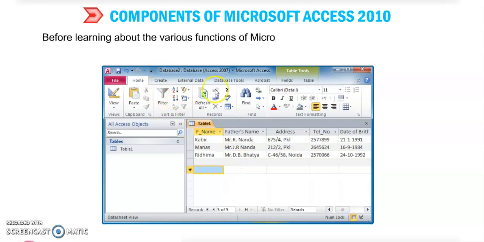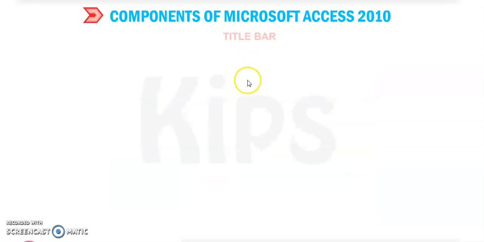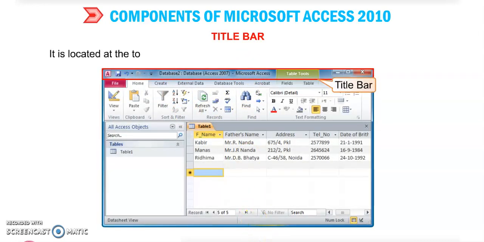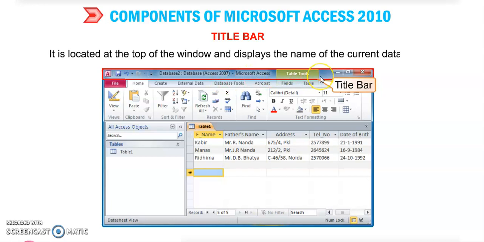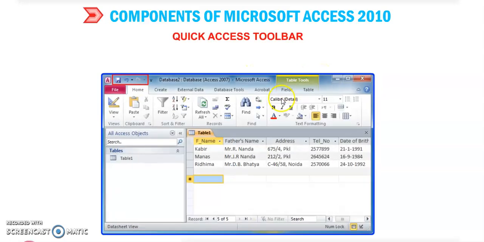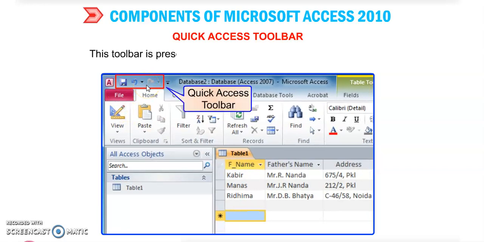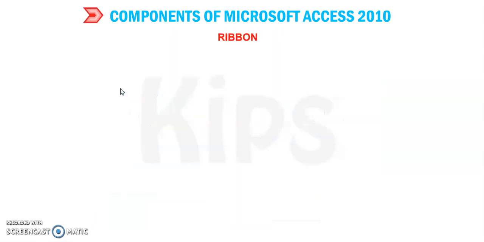Before learning about the various functions of Access, let us get familiar with the various components of the Microsoft Access window. So this is the Microsoft Access window. First component is the title bar. You can see it is located at the top of the window and displays the name of the current database. Next, the quick access toolbar. This toolbar is present at the top left corner of the Access window. It contains the most frequently used command buttons. By default, it has 3 buttons, which are save, undo and redo.